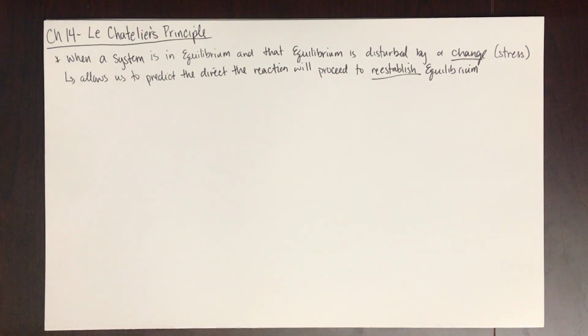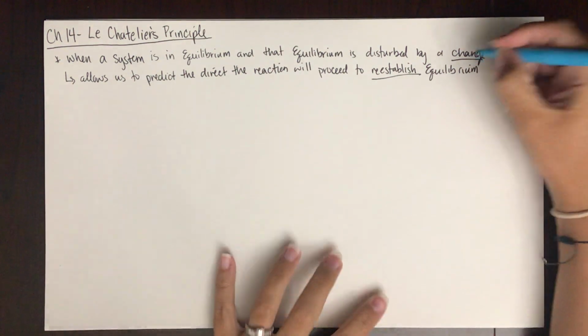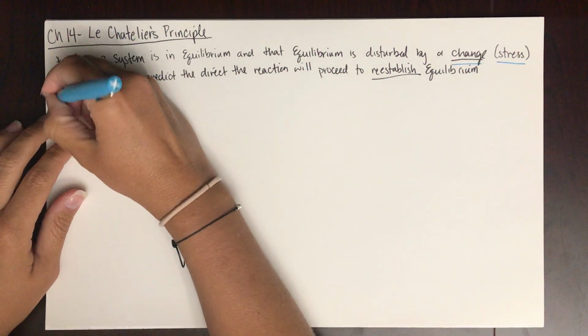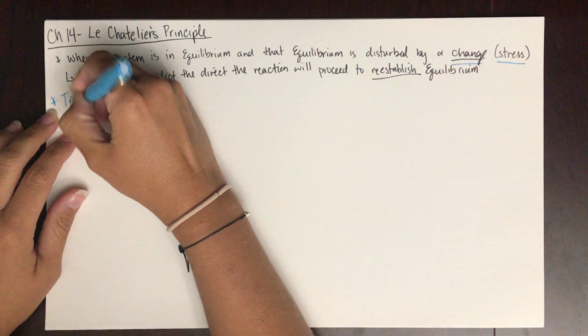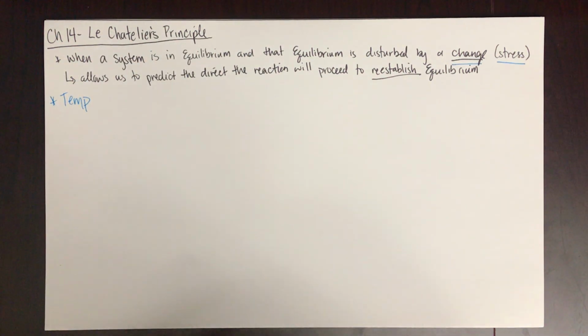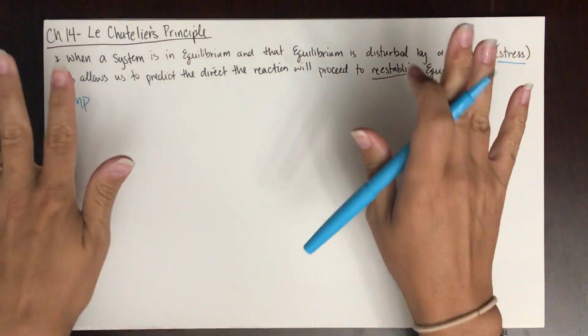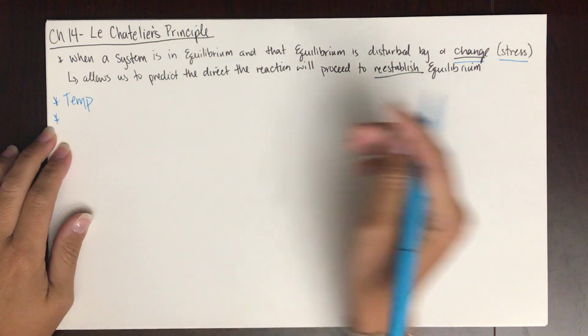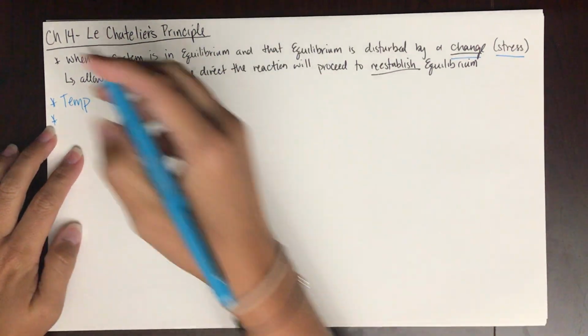So let's talk about what these four changes or stresses are. So there's four. The first one is temperature. So if you have a reaction that is at equilibrium and you change the temperature, that is going to shift the equilibrium. The next type of stress that will change an equilibrium is pressure.